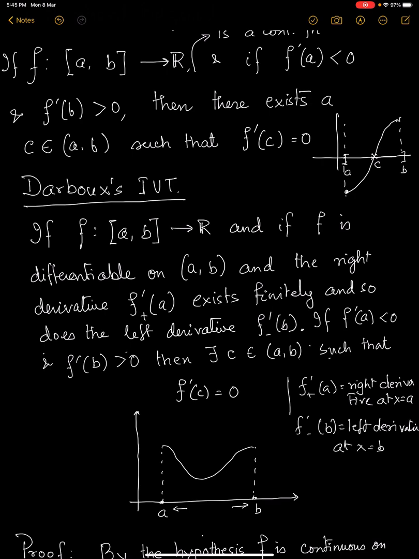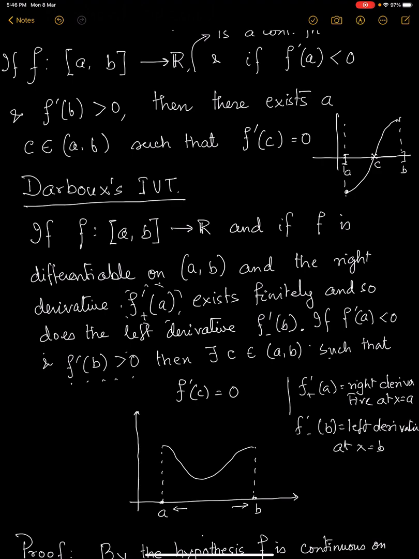So on the a side, you are talking about right continuity. On the b side, you are talking about left continuity. Here also, we are talking about the left and right derivatives. So if they exist finitely, if f'(a) is strictly less than 0 and if f'(b) is strictly greater than 0, then there must be a c in (a,b) such that f'(c) is equal to 0. So this is the right derivative at a, and this is the left derivative at b. So let us first do the proof and then see.